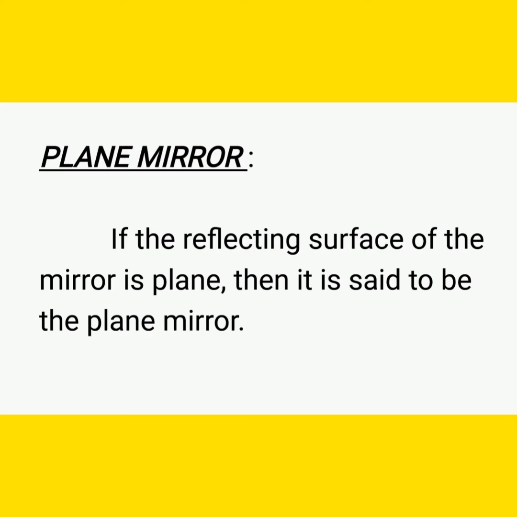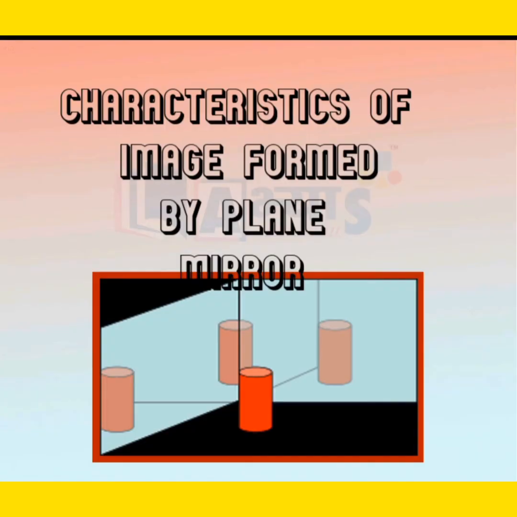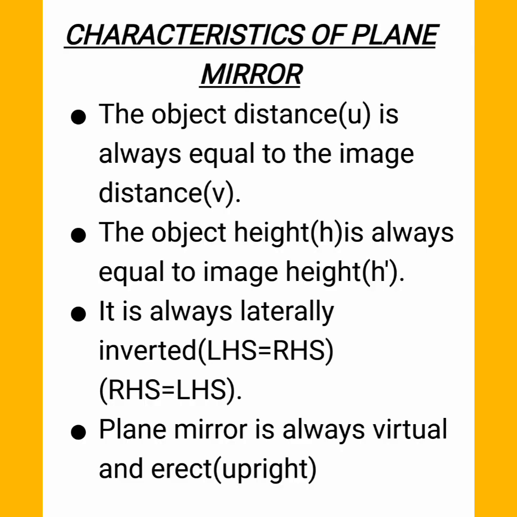Now let us get into the characteristics of the plane mirror. There are some properties and characteristics of the plane mirror. The first states that the object distance is always equal to the image distance. What is meant by object distance? Object distance is the distance between the object and the mirror. If I am seeing my face in the mirror, I am the object and the mirror.